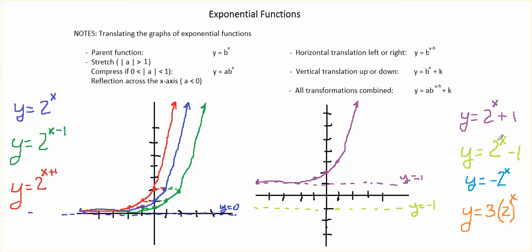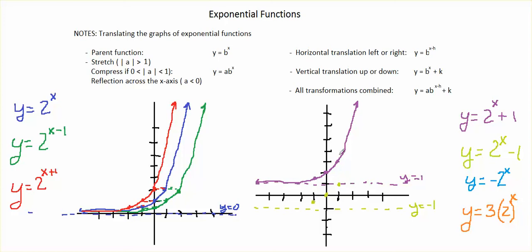If I plug in 0, 2 to the 0th power is 1 minus 1 is 0. If I plug in a positive 1, I get 2 minus 1 is 1. If I plug in a negative 1, we take the reciprocal again. We get a half minus 1 is negative a half.